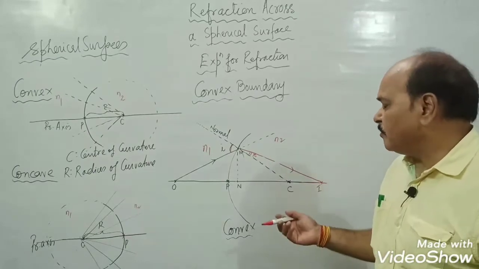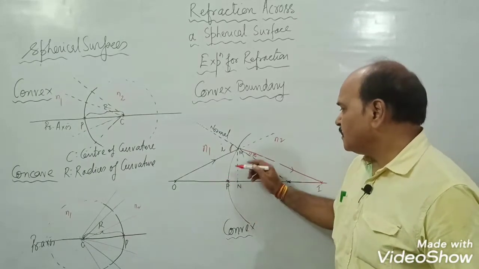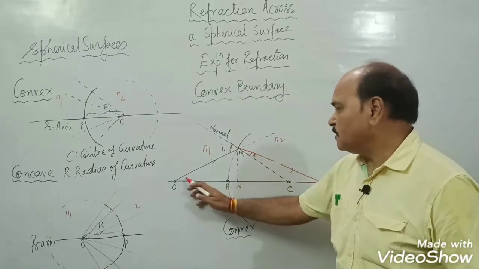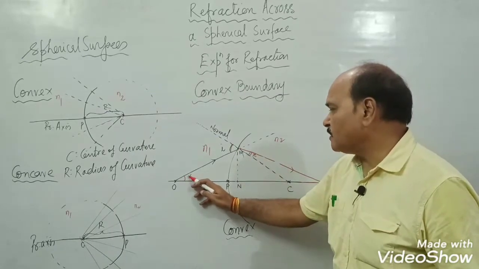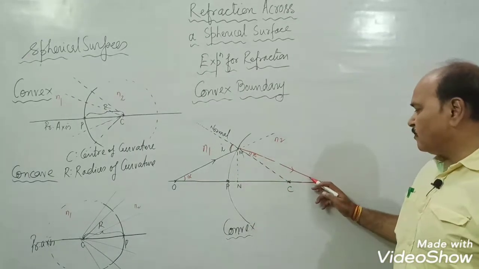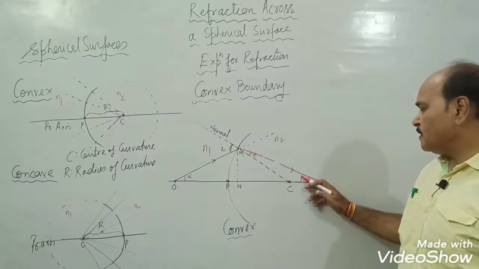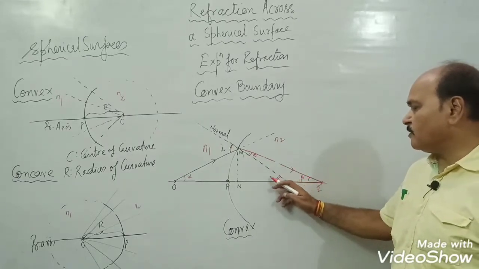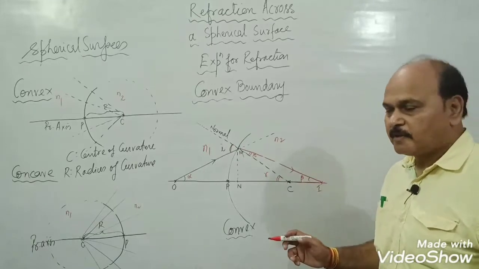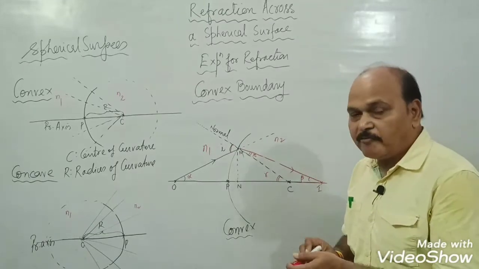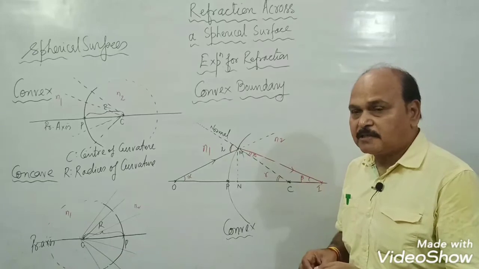Now let us mark some more angles. We have dropped the normal here. We are marking this angle as alpha, this angle as beta, and this angle as gamma. We all are aware of Snell's law of refraction.